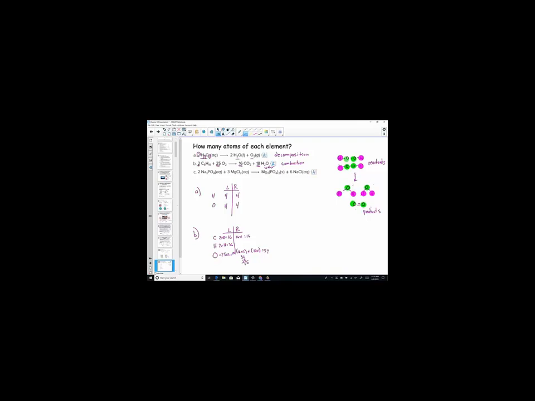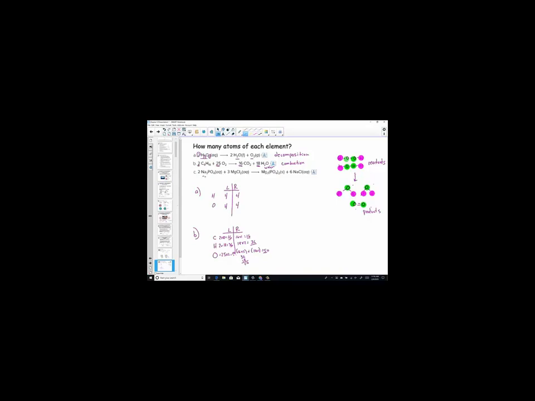Let's do the hydrogens next. Looks like there's 18 waters. Each of those has 2 hydrogens, so that's 36 hydrogens. We are indeed balanced. Same number of each atom on both sides of the arrow. Perfect. Let's look at letter C.